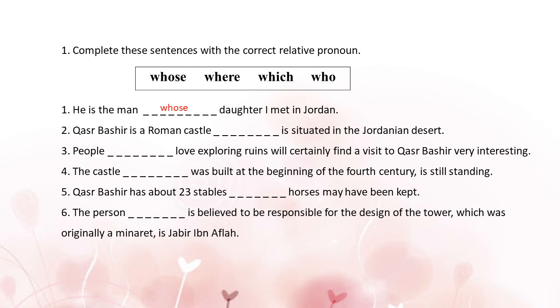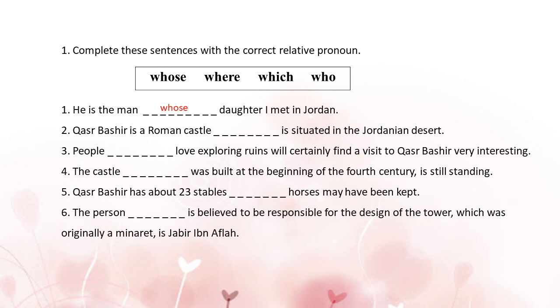We are not talking about an animal, we are talking about Qasr Bashir as a Roman castle. So, whose, where, which, or who? Now, because it is a place and a thing at the same time, let me remind you about using where and which. Where is for a place, which is for animals and things.